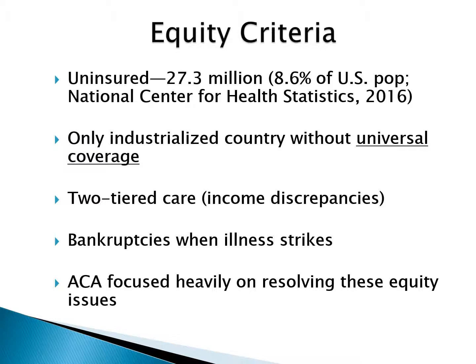The Affordable Care Act, instituted in 2009, was heavily focused on resolving these equity issues. And ultimately, when you look at the number of uninsured Americans pre- and post-ACA, it did a fairly good job at lowering that number. Remember, before the ACA was instituted, there were around 50 million uninsured Americans. Today, that number was cut almost in half.